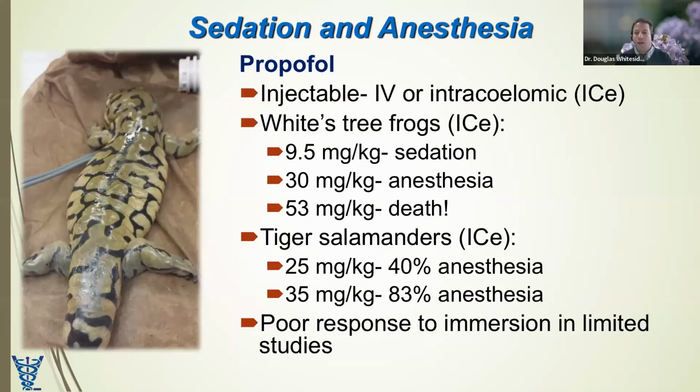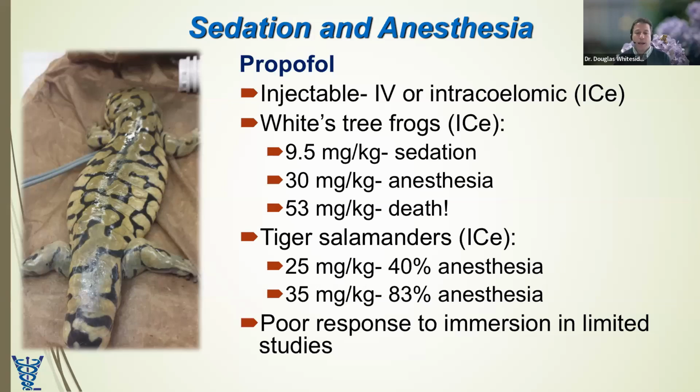So propofol was something that has been looked at historically, and as you can see here, it can be given intravenously or intracoelomically. It has not been studied well, but in one study done by La Fortune, they looked at white's tree frogs. A 9.5 milligram per kilogram intracoelomic dose provided sedation. 30 milligrams per kilogram, a little over 3 times that dose, was needed for anesthesia. And if it got too high, 53 milligrams per kilogram resulted in death.